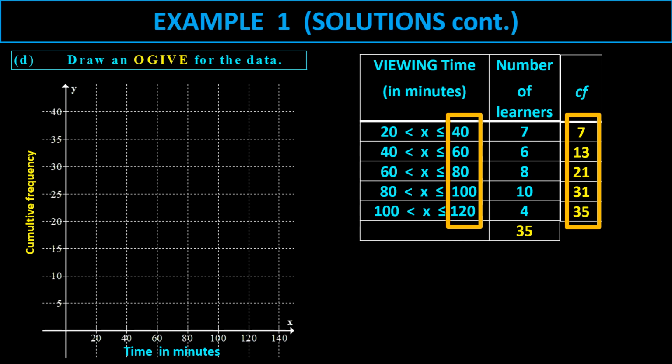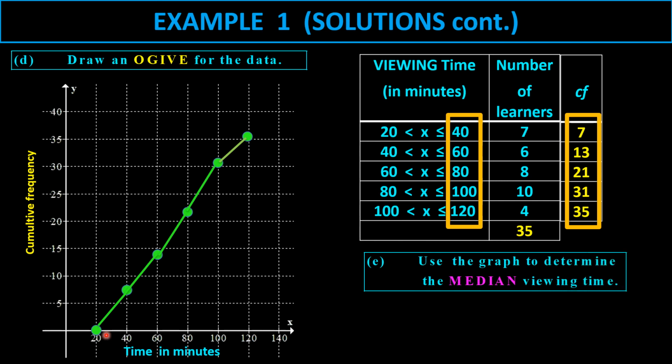So we'll just have to plot the points. So we just plot all the points, you see. And then once we get the points, we need to join them. But I need to anchor it on the horizontal axis. So there I've got 60, 40, so I go to 20 and I anchor it there, and that is my OGIVE that I've drawn there. Okay.